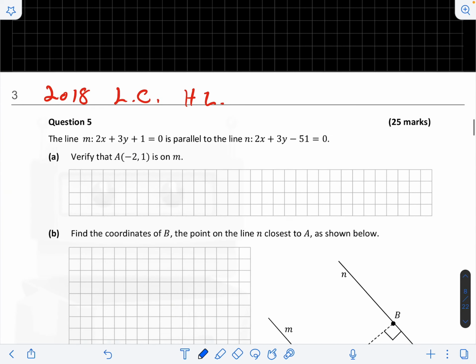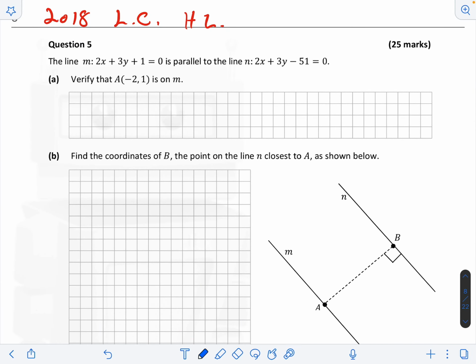We start with the first one. They're giving us the line M, and they're giving us the line N, and they're saying verify that the point (-2, 1) is on M. Every time they say verify, it's nearly always subbing in. So we'll just sub it in and see that we get a correct expression.